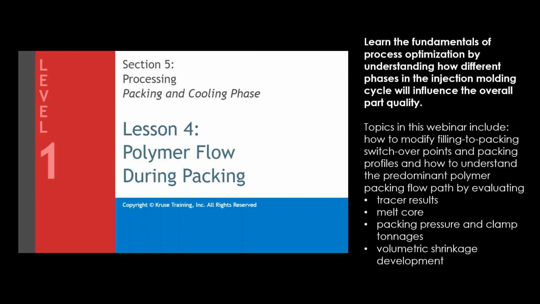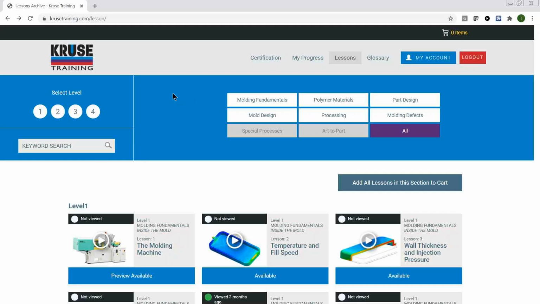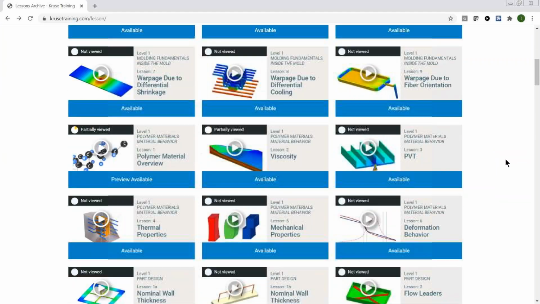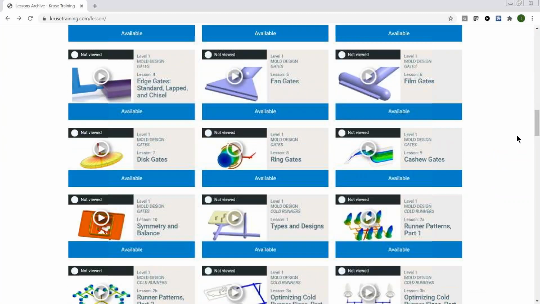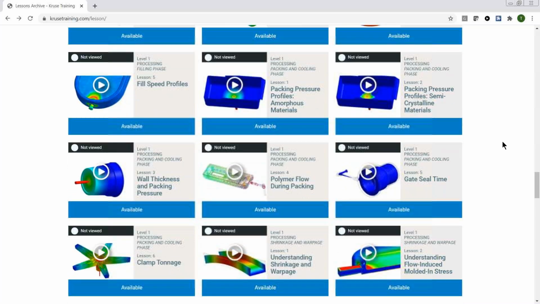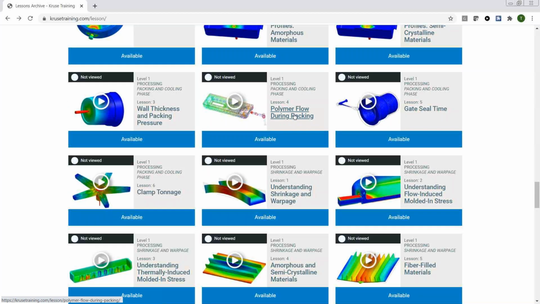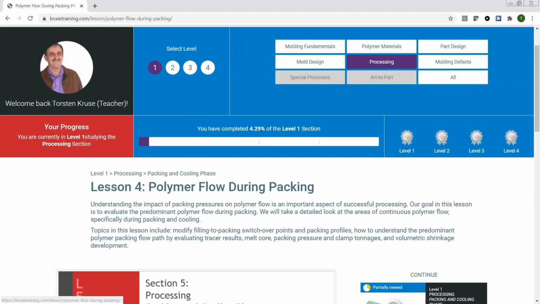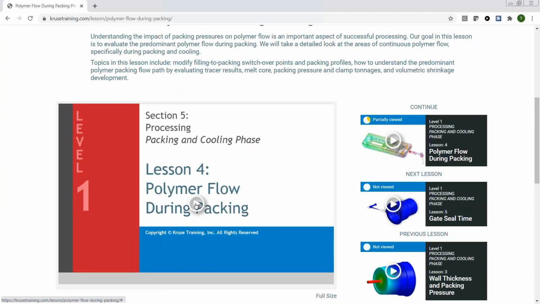Okay? So let's get into the lesson. It's lesson number 4, Polymer Flow During Packing. So let me grab my website, and this is how Kruse Training will actually look if you have a login. Some of you do, and basically you have all these lessons available to you for review, multiple times, anytime, 24/7, 365, on any device. But let's get to the lesson for today, Polymer Flow During Packing. So let's get started, listen to it, and I'll stop in between to give you some more background and hints, okay?